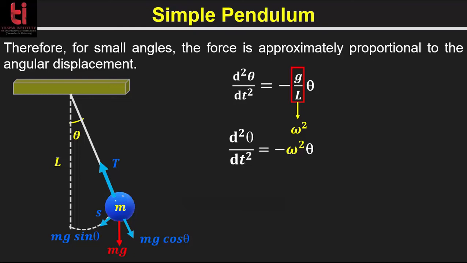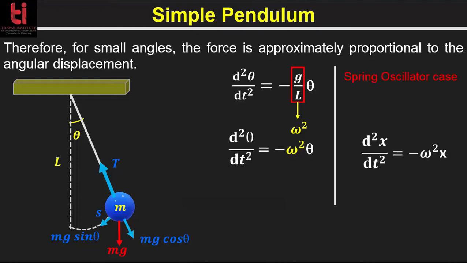Nevertheless, if you expand sine theta in the power series, for small angles we need to retain only the first term, and that is theta. So for small angles, the force is approximately proportional to the angular displacement, and you will get d2 theta by dt2 is equal to minus g by L into theta. Now, if you consider that g by L is equal to omega square, your equation reduces to d2 theta by dt2 is equal to minus omega square into theta.